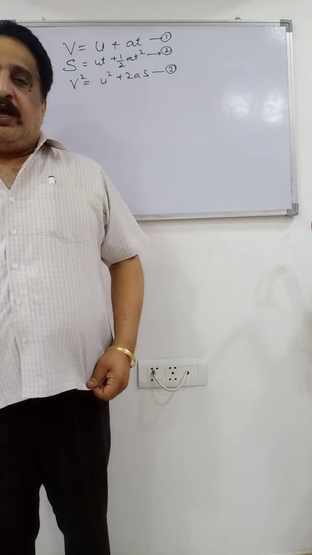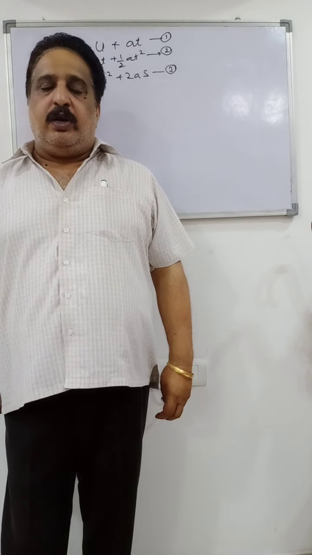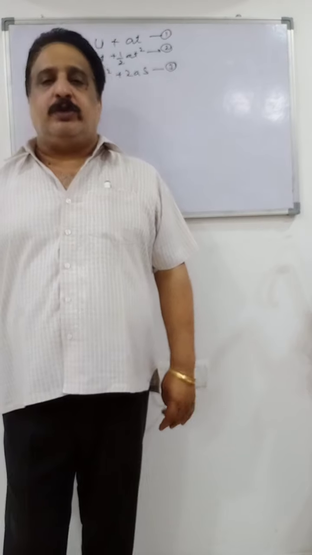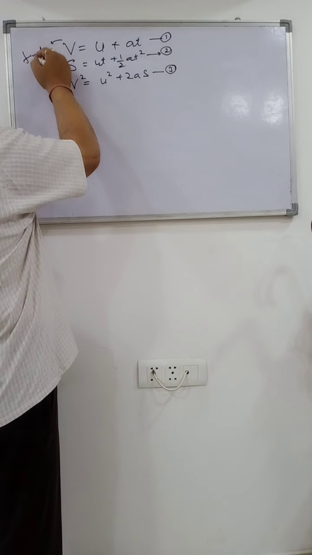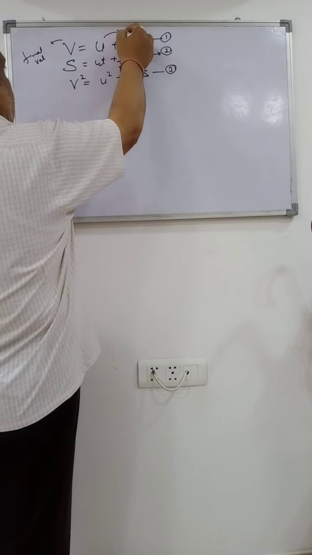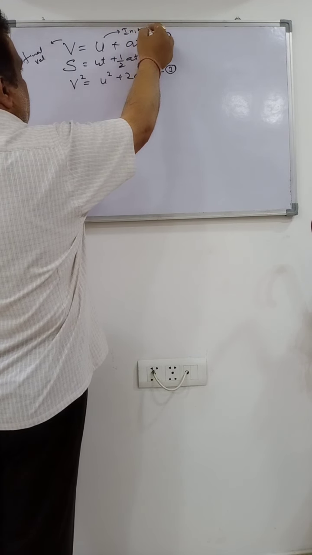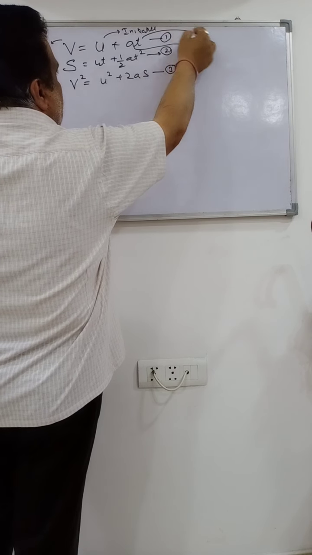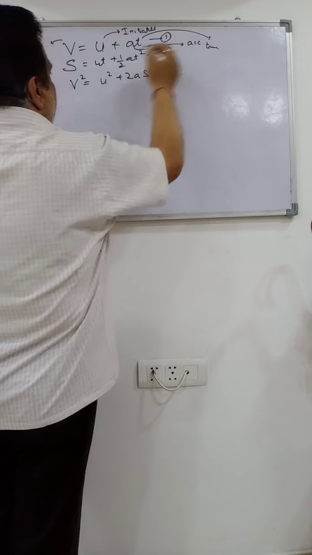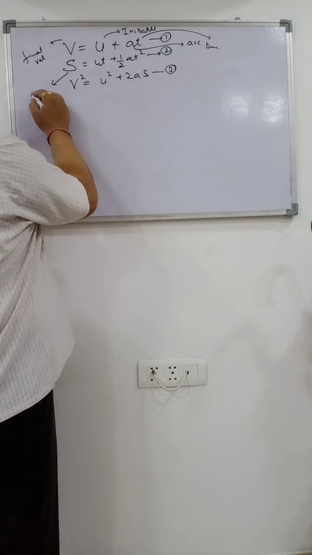V is equal to U plus AT, S is equal to UT plus half AT square, and V square is equal to U square plus 2AS. Here you have already done what is V. V is the final velocity. U is the initial velocity. What is A? The acceleration. What is T? The time. What is S? The distance.